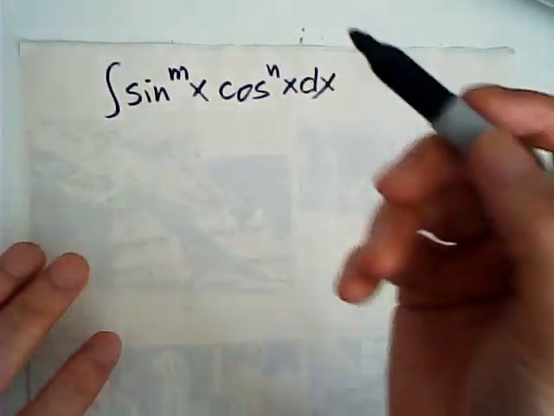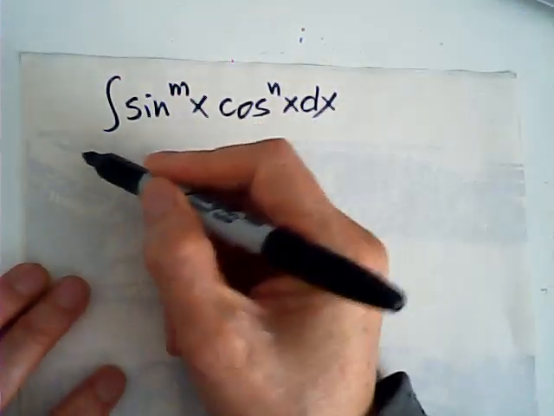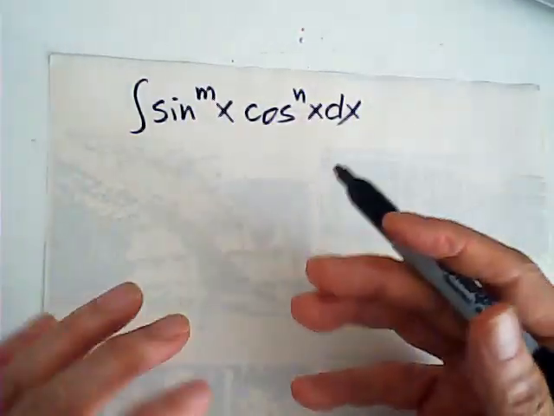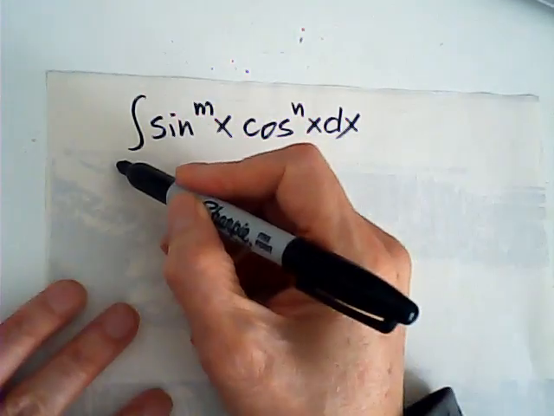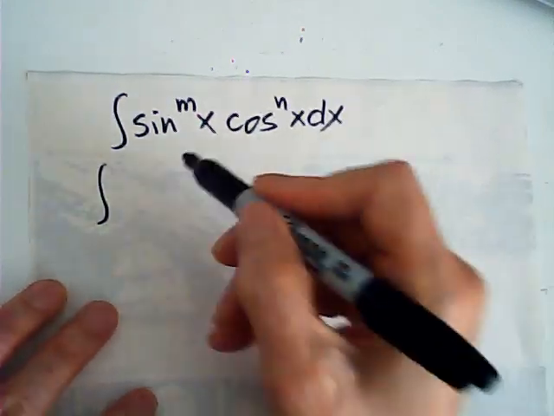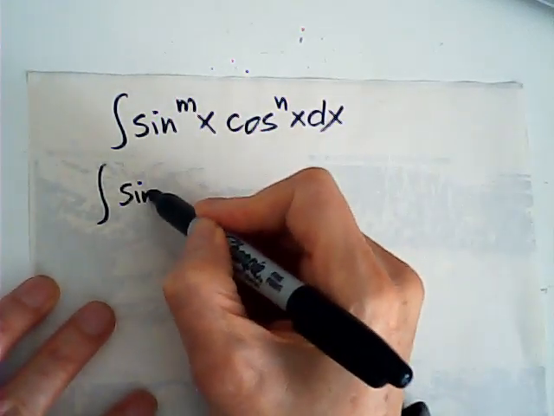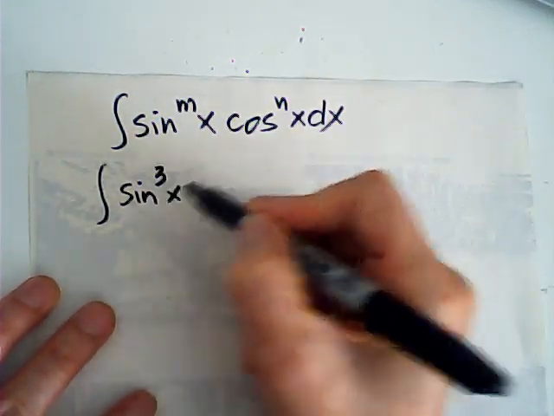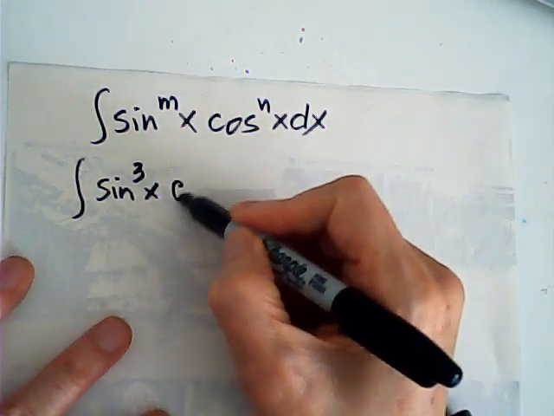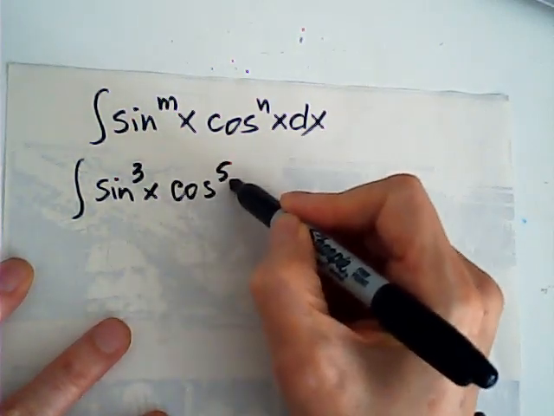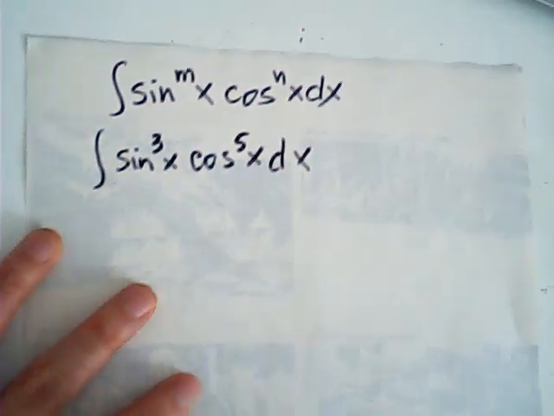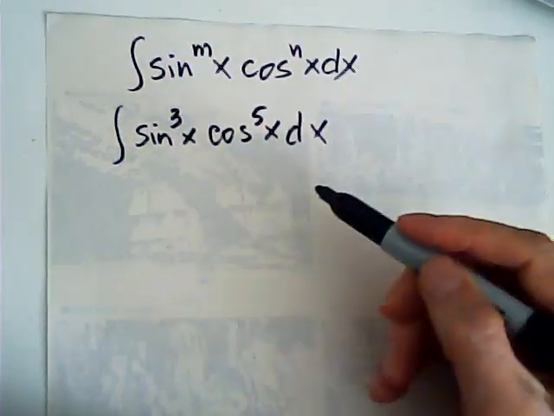Let's do stuff where both are odd. For example, now I just show you one example so you can understand how to deal with it. Say sine 3x, right? Cosine 5x. Just for example, okay?